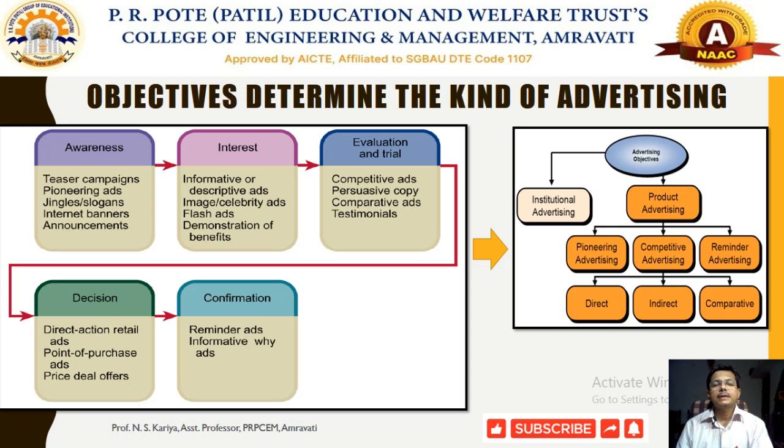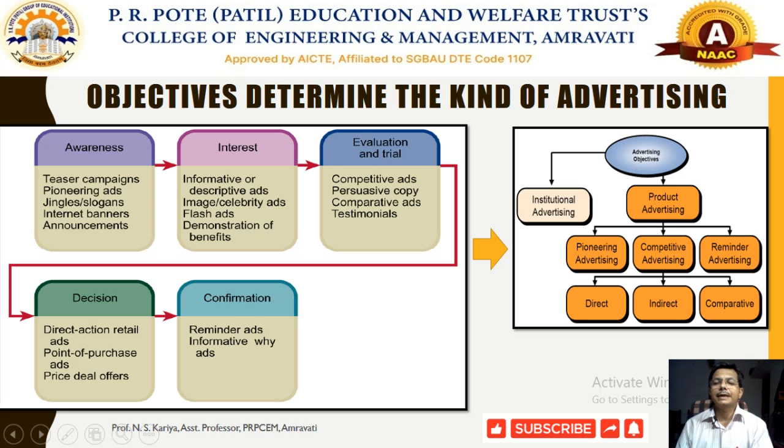Now, how do the advertising objectives determine the kind of advertising? We already discussed the various types of advertising in the classification of advertising. There will be institutional advertising, product advertising, competitive advertising, direct advertising, indirect advertising, consumer advertising, comparative advertising. Here there is a term called pioneer advertising that is primarily used in product launching, and regular focused advertising, so as to remind customers of the product's use again and again by means of reminder advertising.